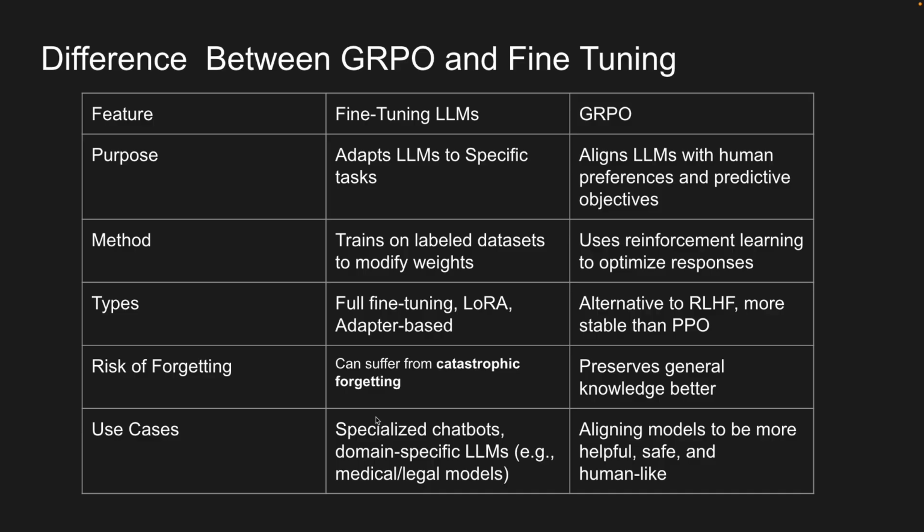And the use cases for fine-tuning LLMs are specialized chatbots, domain-specific LLMs, or if you want to train the model to respond in a specific way, whereas GRPO is more about aligning models to be more helpful, safe, and human-like. Now, let's get into the nitty-gritty on how to actually use GRPO for training our Deepseek model.